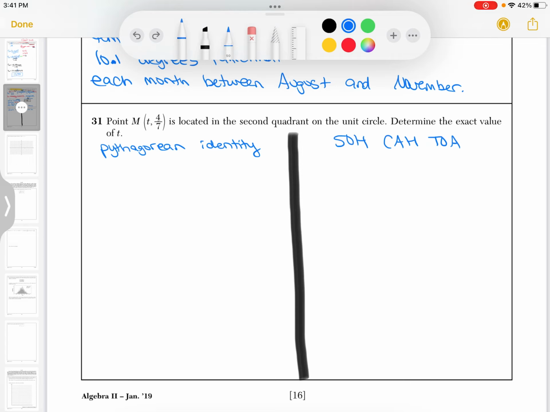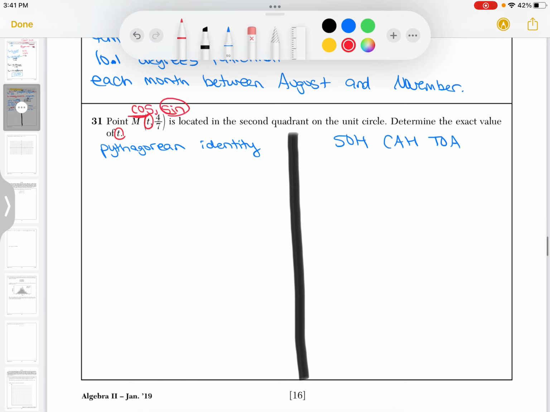So before I even start these, I need to talk about why those are my 2 methods. It says point M, which is t comma 4 over 7, is located in the second quadrant on the unit circle. Unit circle is a huge keyword saying you got to do some trig. The reason I'm going to use the Pythagorean identity is because I have to find the value of t, and if this is on the unit circle, that means t is cosine and 4 over 7 is sine.